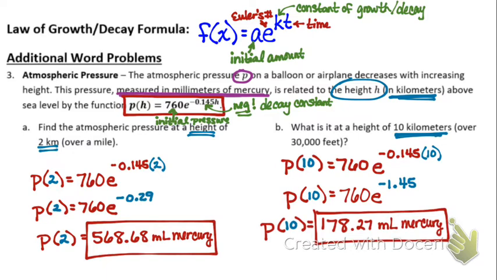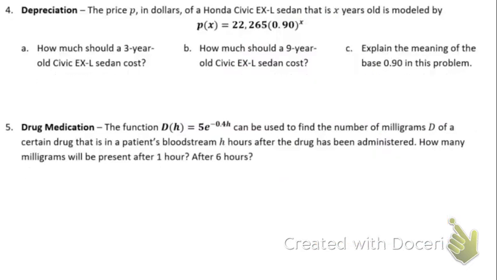All right, I want to look at just a couple more story problems with you, and then 2 more solving problems. We've got depreciation and drug medication. So for depreciation, the price P in dollars of a Honda Civic EXL sedan that is X years old is modeled by this function right here. P of X equals 22,265 times 0.90 to the power of X.